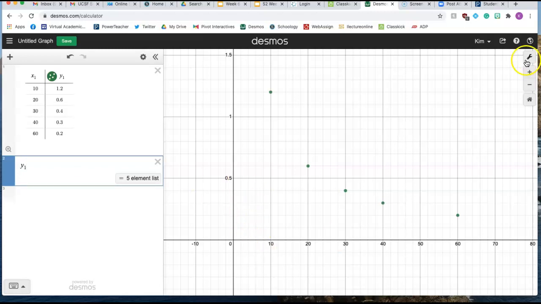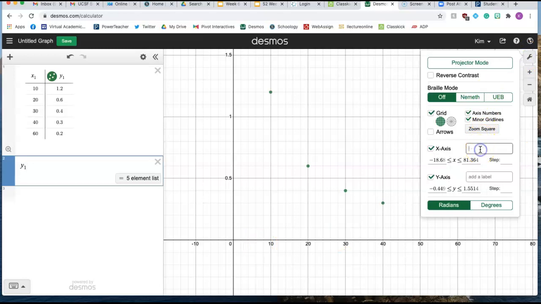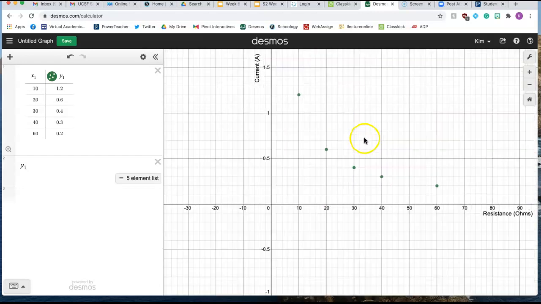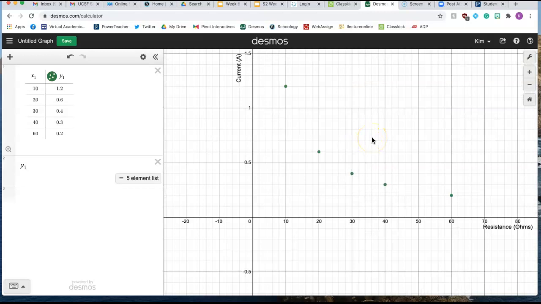Let's label these: X was resistance this time in ohms, and again, the Y was current in amps. So you want to put your labels on. When the resistance gets bigger, the current actually gets smaller, which makes sense because the more resistance, the harder it is to get through the circuit. Of course, the current is going to be less. Fewer charges are going to be able to get by because it's a harder place to travel.